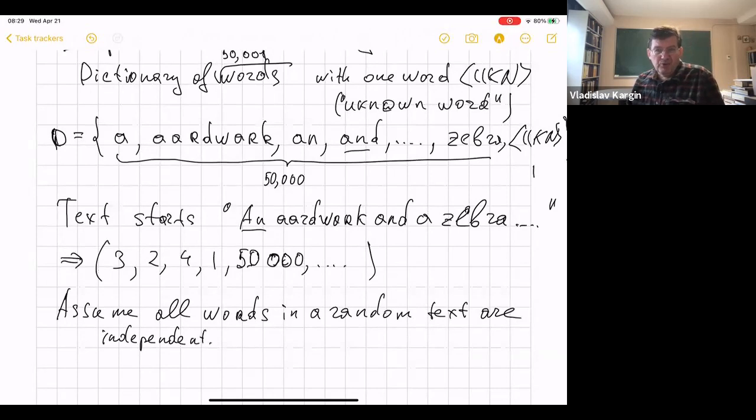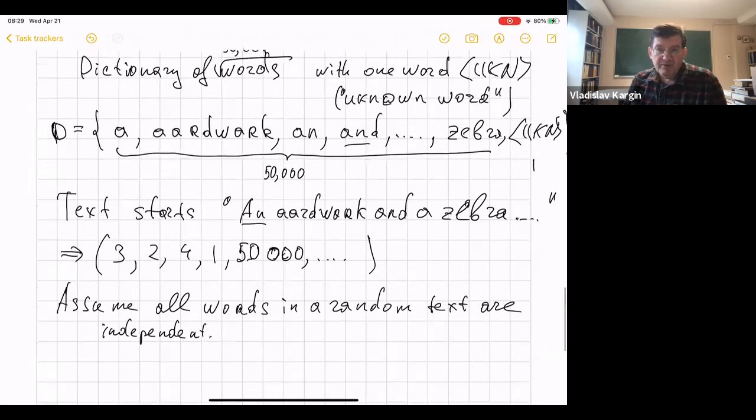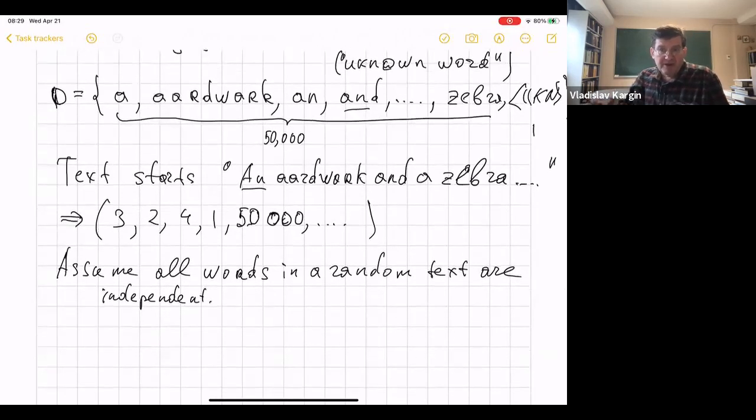It's not a particularly good assumption. It's a pretty bad assumption. The words are not really independent. But for the sake of argument, let us look at the model when all words are independent in a text. In this case, you can say this is actually a multinomial experiment.